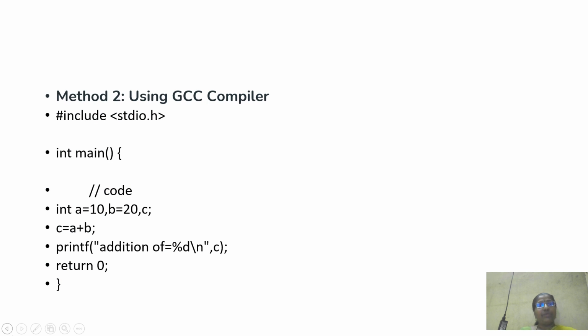Now, using method 2, I am showing the demo of how to compile and run the C code using the GCC compiler. I am writing a simple C program that adds A and B, and the result will be placed in the variable C. I am printing the value of C.